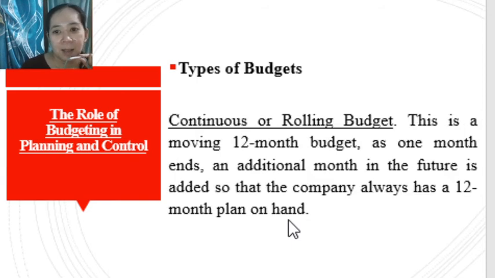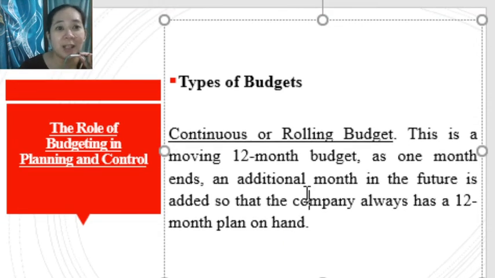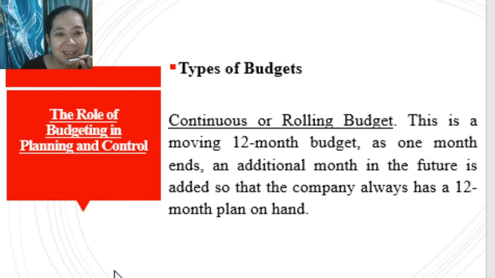Okay, so another is the continuous or rolling budget. Here, this is a moving 12-month budget. As 1 month ends, an additional month in the future is added so that the company will always have a 12-month plan on hand. Here, we do the budget for every month. That is the continuous or rolling budget.